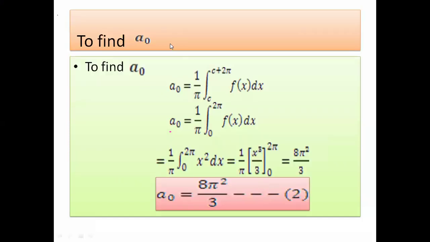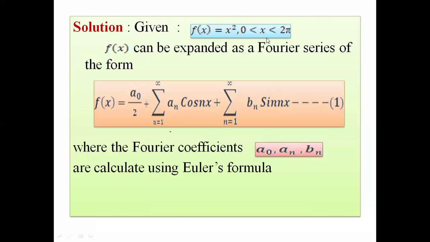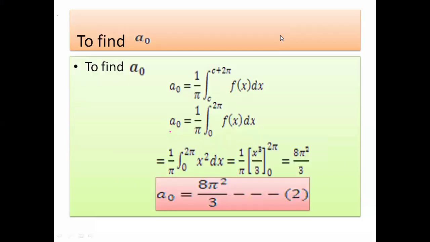To find first a naught: a naught is equal to, by Euler's formula, 1 by pi integral c to c plus 2 pi f of x dx. What is the interval given here? In the question itself, the interval lies between 0 to 2 pi. So you change c equal to 0 as the lower limit, and the upper limit is 2 pi. So we have 1 by pi integral 0 to 2 pi f of x dx.